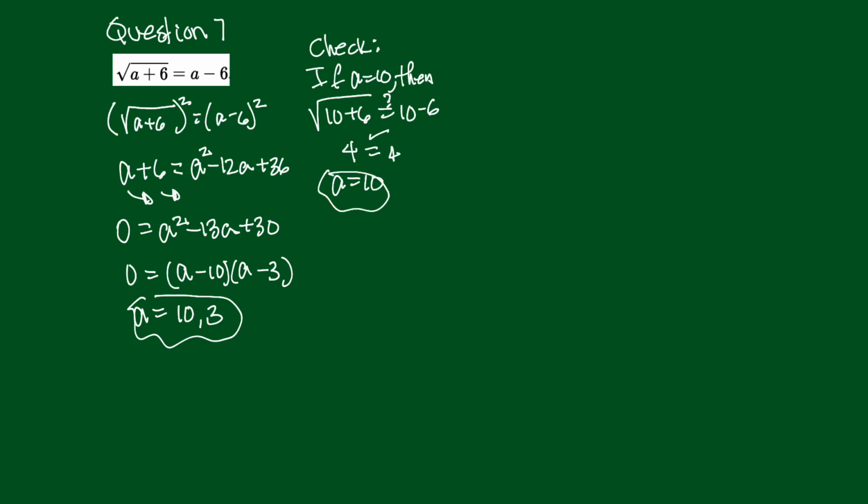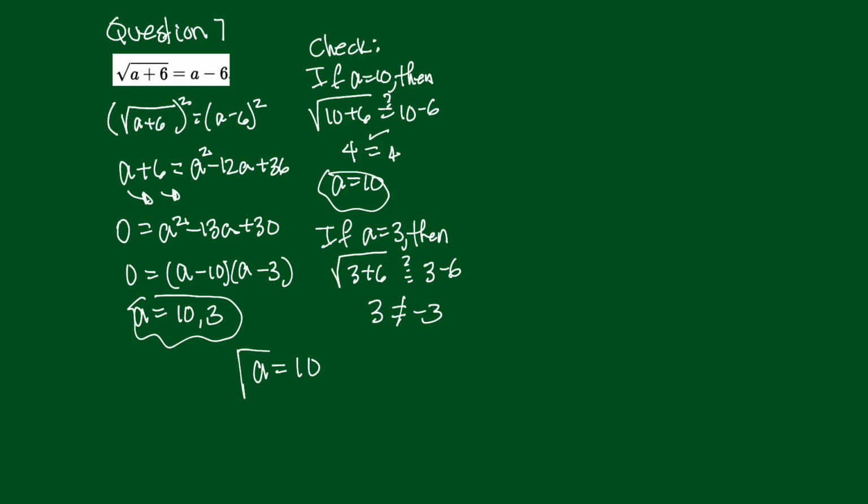Now, what about if a is equal to 3? Then put that 3 back up here into the original. We will get square root of 3 plus 6. Is that equal to 3 minus 6? Well, on the left side, we get 3 plus 6 is 9. Square root of 9 is 3. 3 equals, now 3 minus 6 is negative 3. Those are not equal. So this one doesn't work. So our only solution here is 10. We thought we had 2, but really we have only 1.